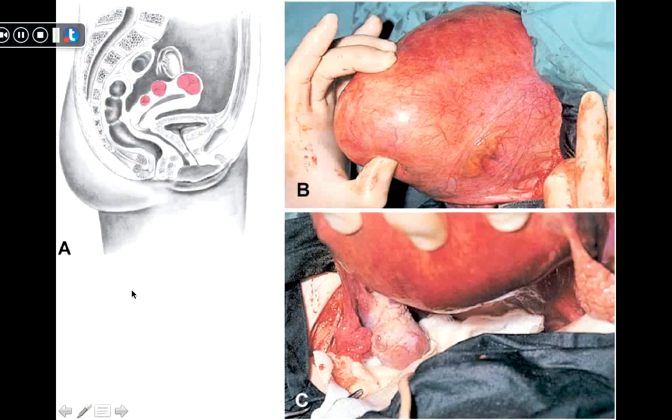This is a complete uterine prolapse. You can see the cervical os. We don't even need a speculum exam to do that because it's completely prolapsed out. And these are, I'm assuming, fibroid tumors.